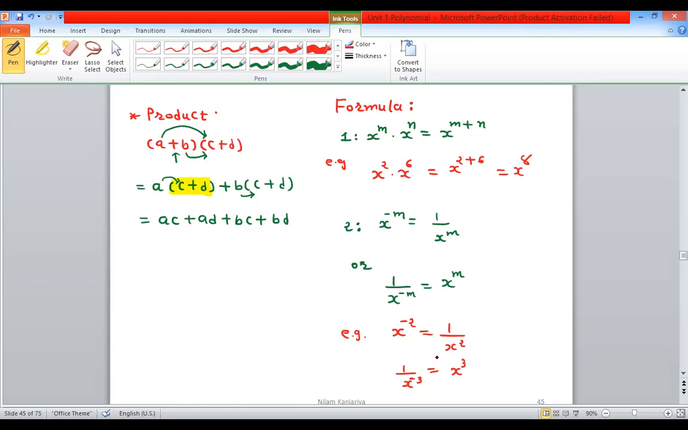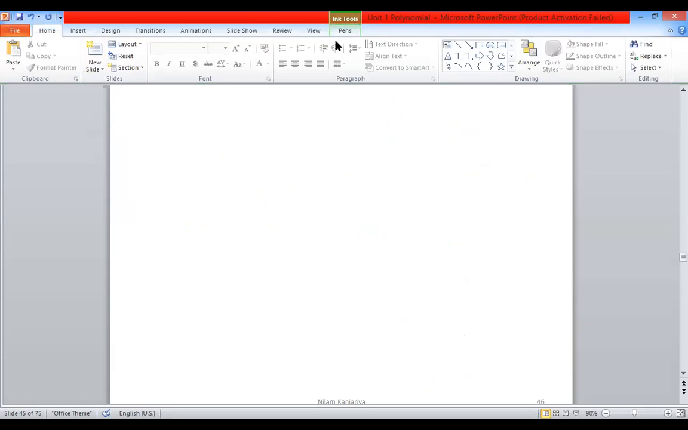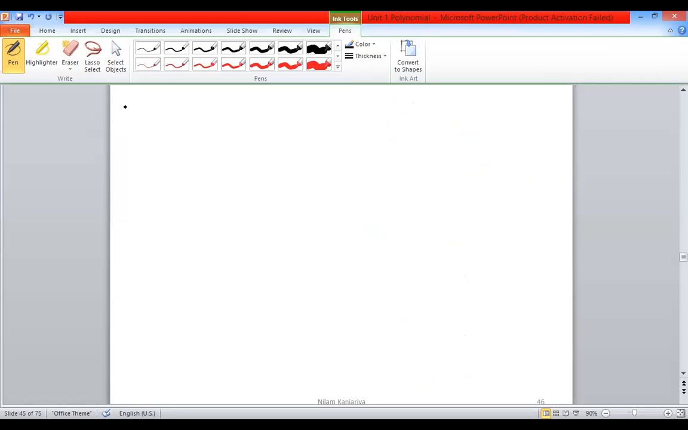So these are two rules to multiply two polynomials. These two are very important. Please remember them: first addition of powers, and the second changing powers. So let's take one example to understand the product more. Look here. I have two polynomials and I want to multiply them. The first is 2x minus 3 and the second polynomial is x cube plus 4x minus 2.